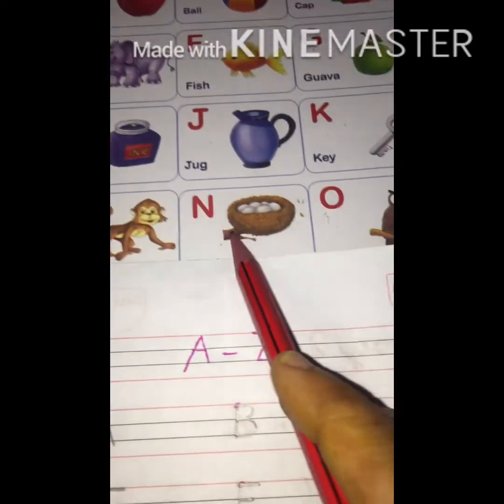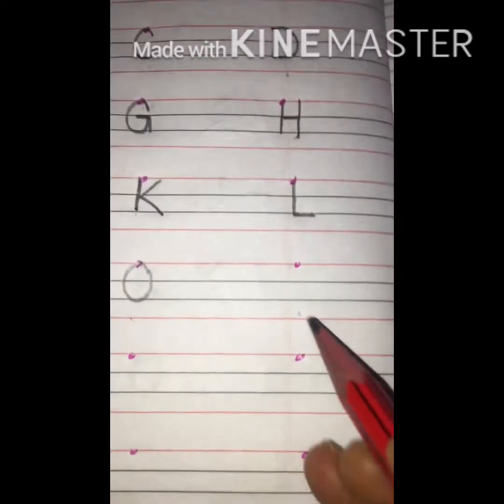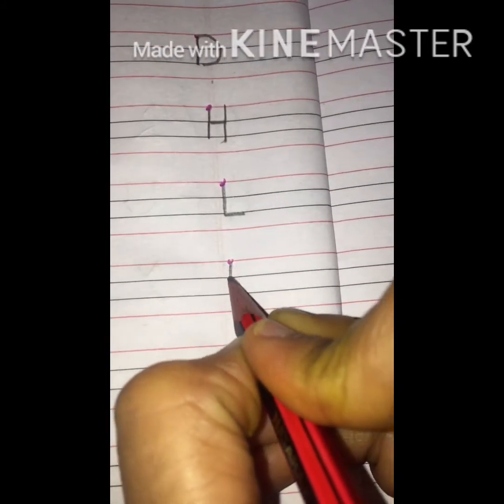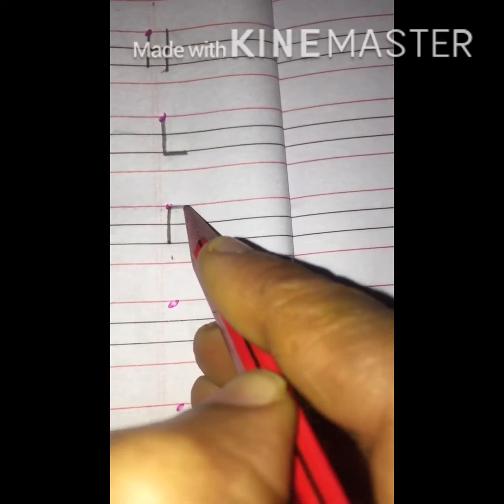Look here. M, N, O, P. Standing line and make a curve like this.